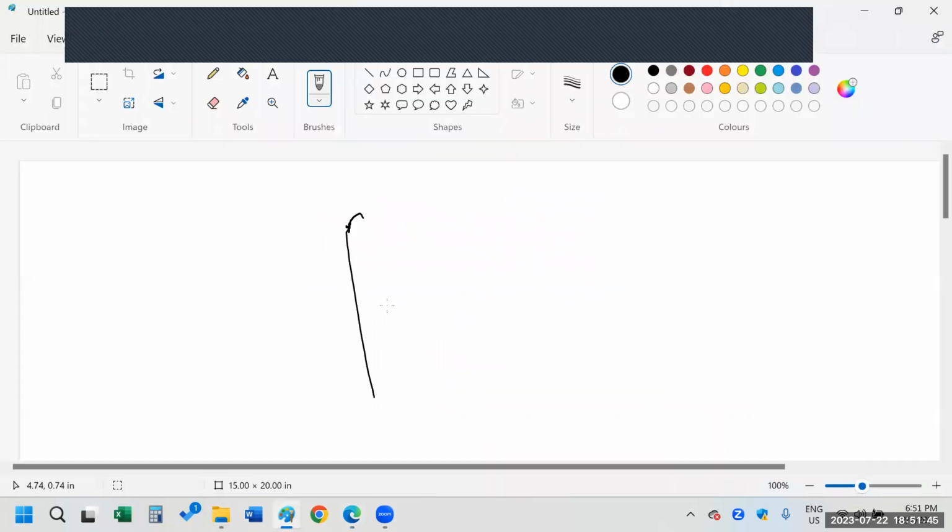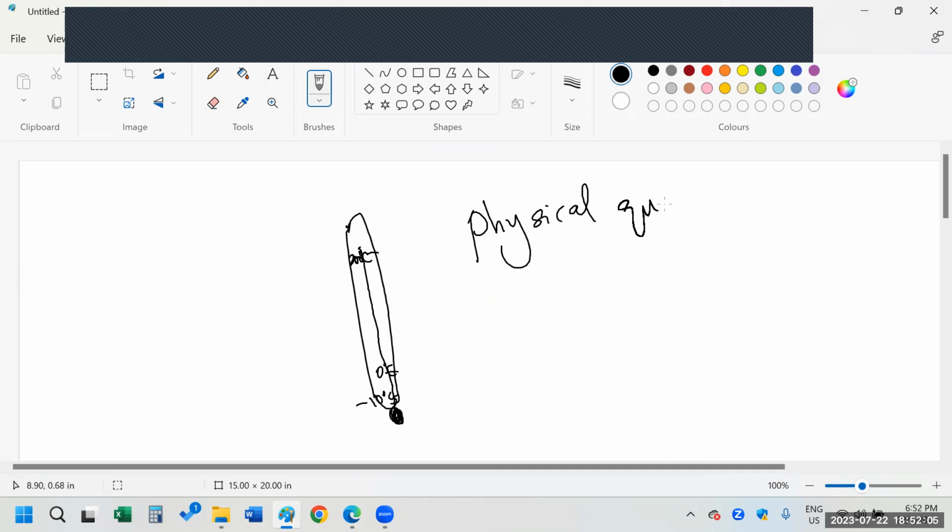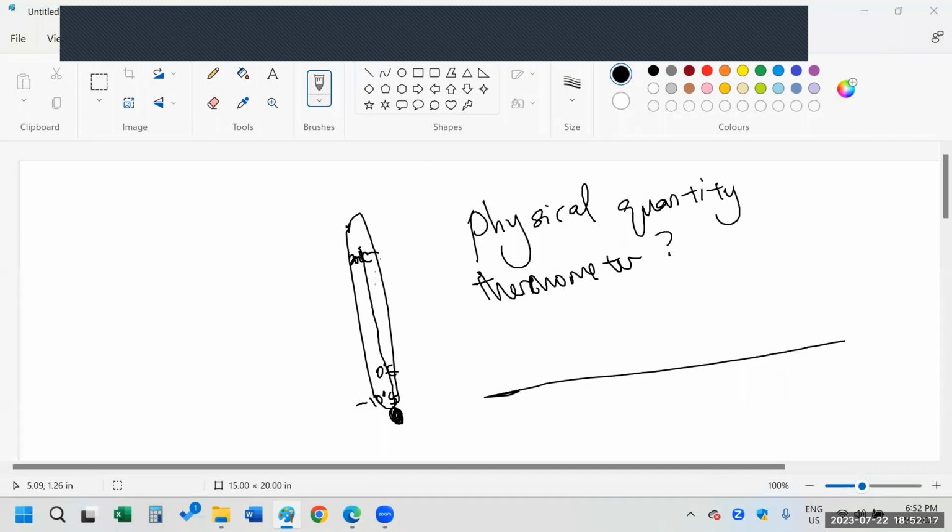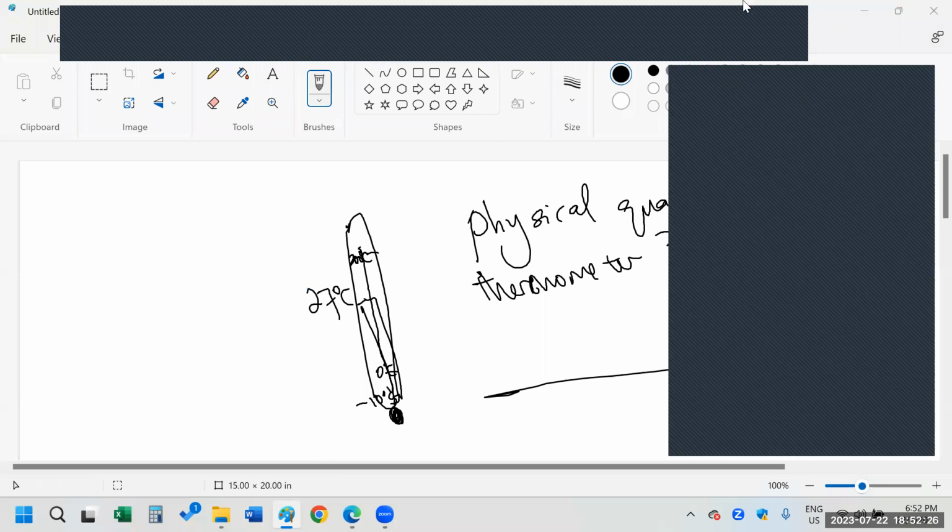Okay, I have a thermometer. Here it is labelled negative 10 degrees Celsius to 200 degrees Celsius. May I know what is the physical quantity measured by this thermometer? Let's say here the reading is 27 degrees Celsius.